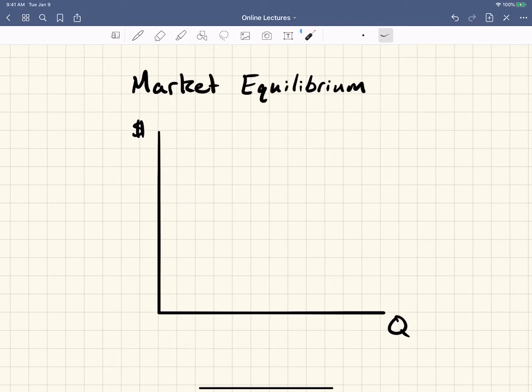When we're talking about supply and demand, we're going to use the same graph that we've been talking about for both supply and demand. Remember, on this graph, we've got price on the y-axis, and quantity on the x-axis. Now, we're going to put these two curves together. So I'm going to put demand here, and I'm going to put supply here.